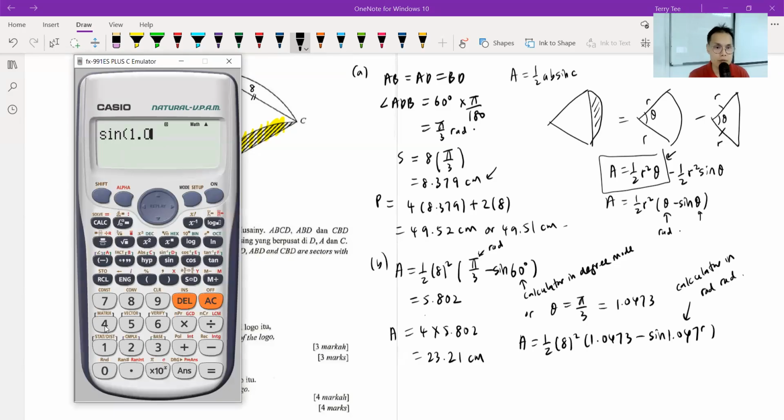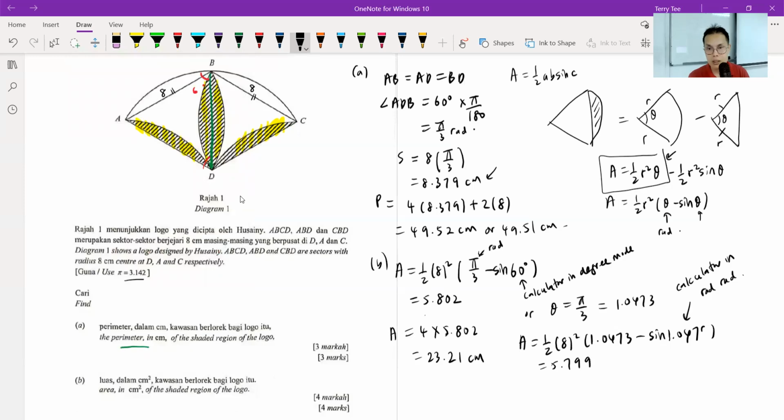You see, picture this. I put degree here. This is in degree. It's a very small value. Yeah, 1 radian is approximately 57.3 degree. So it's a lot bigger, right? So we have to change our calculator mode to radian. So you notice the value is different. So here we take half, your radius is 8 squared, theta is 1.0473 minus sine 1.0473. Close the bracket. There you go, 5.799. Notice the difference or not?